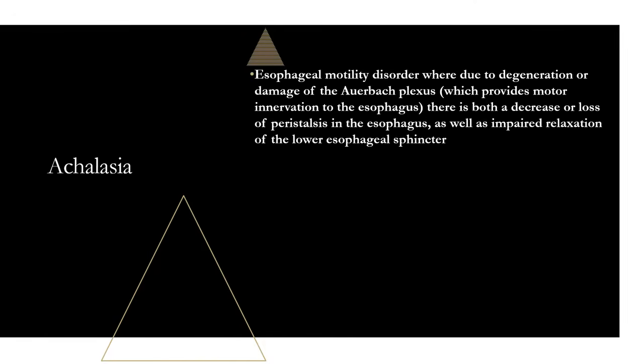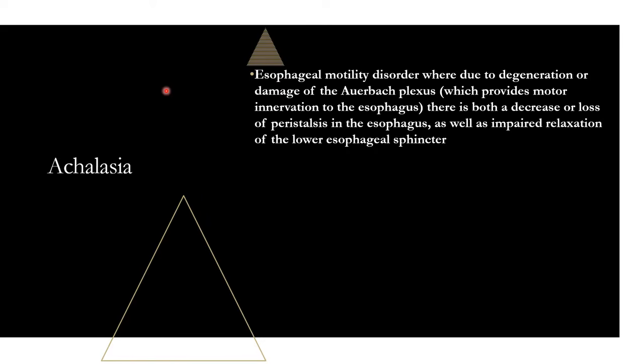With achalasia, this is normally going to be the one that you see mentioned the most. This is just like the popular motility disorder that you're going to see on your exams. So achalasia is an esophageal motility disorder where there's a degeneration or damage to the Auerbach plexus. And the Auerbach plexus provides motor innervation to the esophagus. So if you have a degeneration or damage to this area, there's going to be a decrease or loss of peristalsis in the esophagus, and more importantly, there's impaired relaxation of the lower esophageal sphincter.